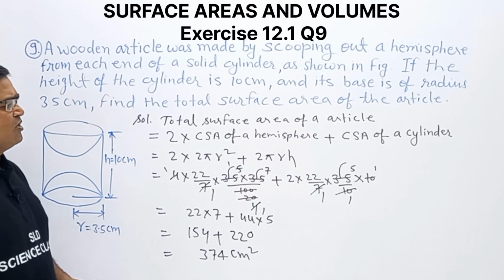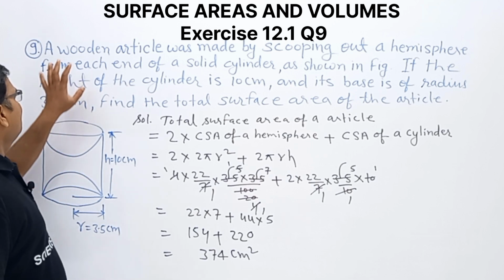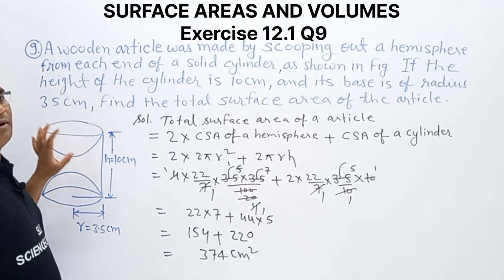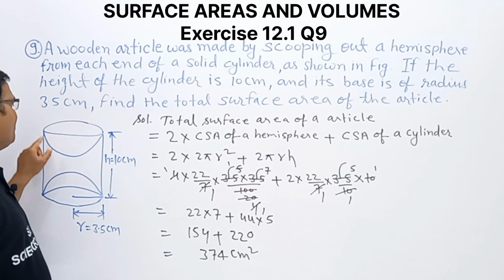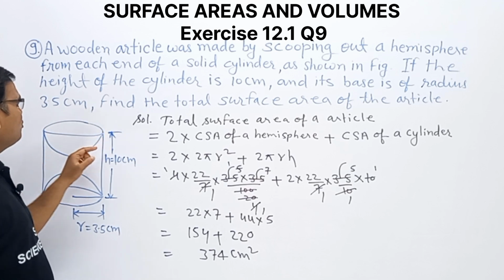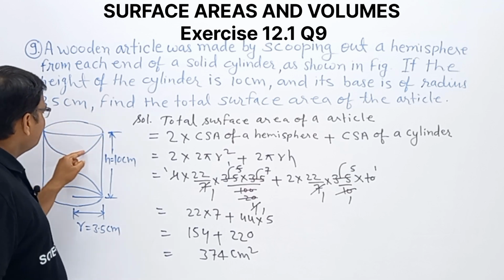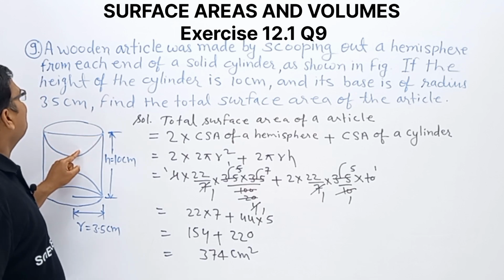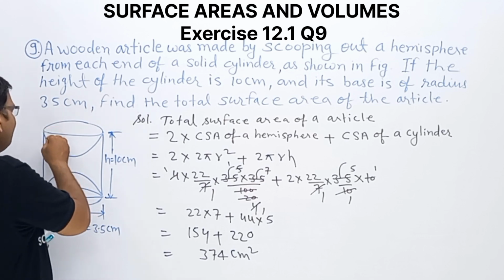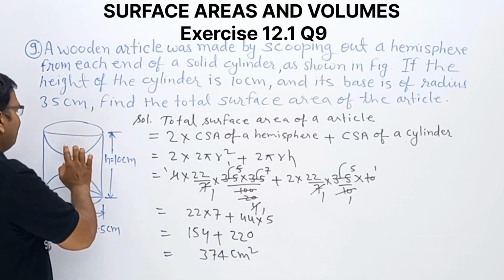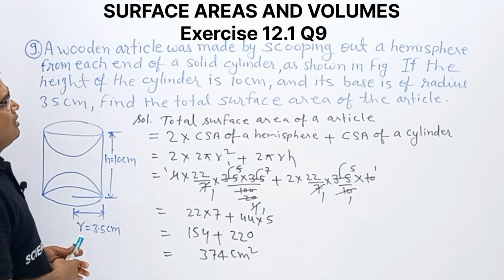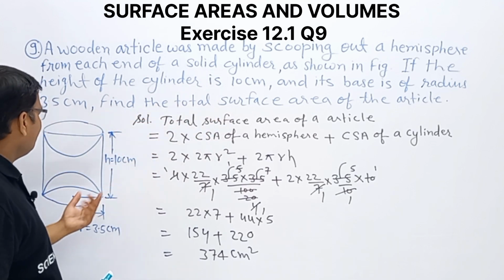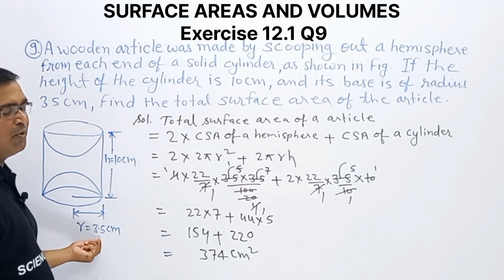Clear? Observe again, a simple question. What are we doing first? In the question we have a wooden article, and this article was made by scooping out, which means removing this part as a hemisphere. We are scooping out a hemisphere on both ends. Clear? Then we want the total surface area. The cylinder height is 10 centimeter and the base radius of the cylinder is 3.5 centimeter.